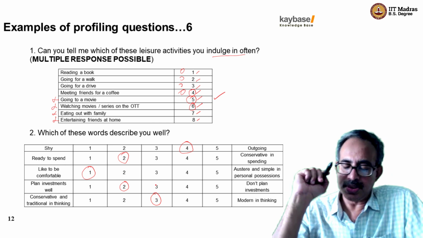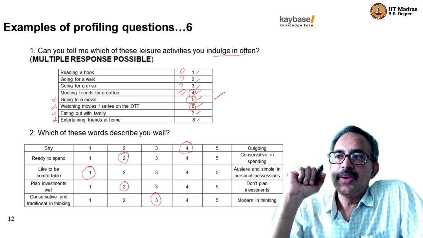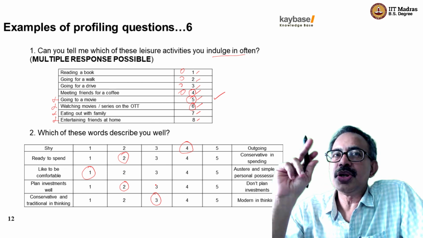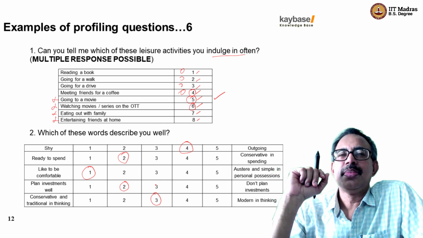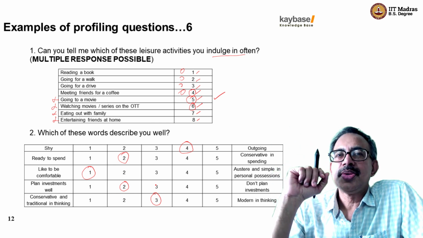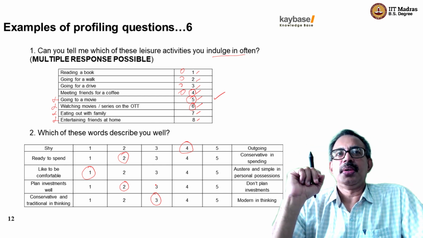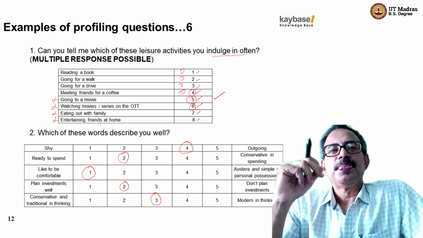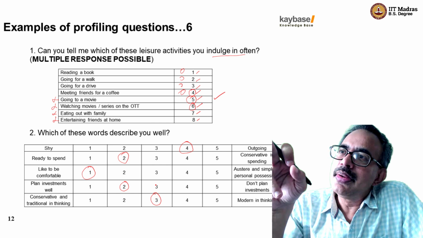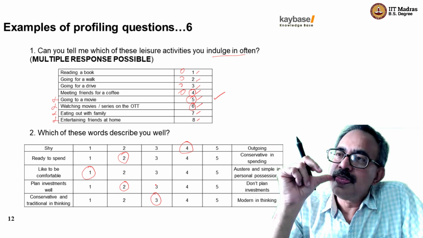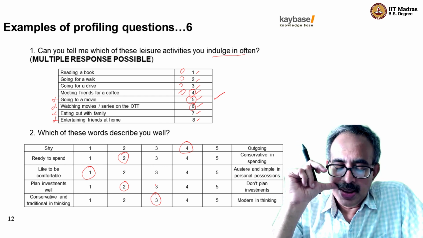I'll tell you something about this. The last line has an inbuilt value judgment in it. Nobody likes to be seen as conservative. Nobody likes to be seen as closed-minded. I'm not closed-minded, I'm open-minded. I'm not conservative, I'm very modern. So that sentence itself has an inbuilt value judgment. Is that why you chose 3? I'm neither traditional nor modern. So you're neither traditional nor modern.